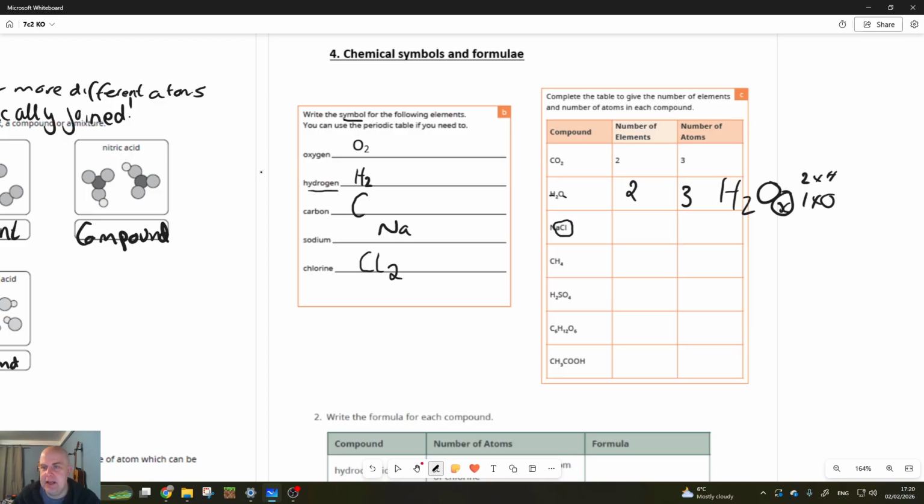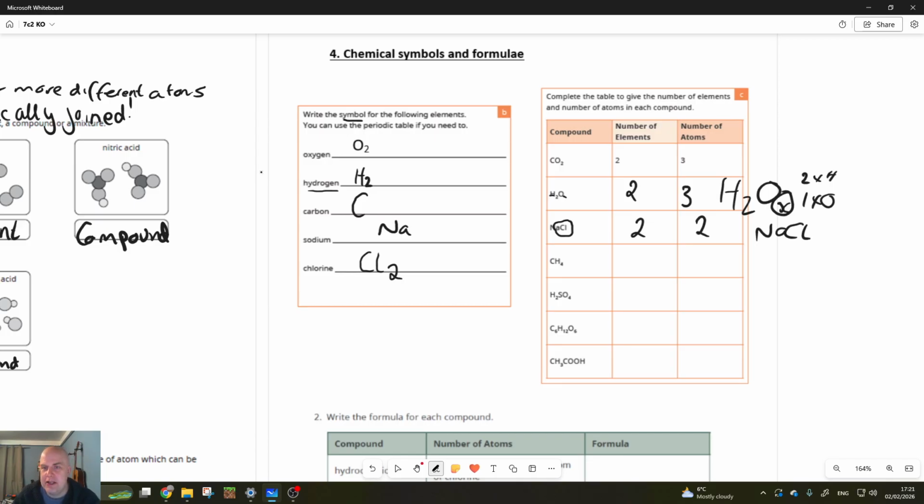Now NaCl. Now let me write over here. Na, that's 1 element, because it's a capital letter and a smaller letter. And then we have Cl, which is another element. So there are 2 elements. There are no numbers here. No numbers mean 1. So there are 2 atoms.